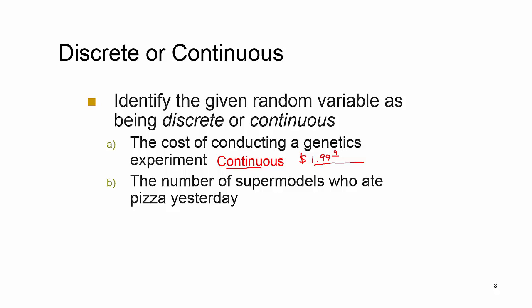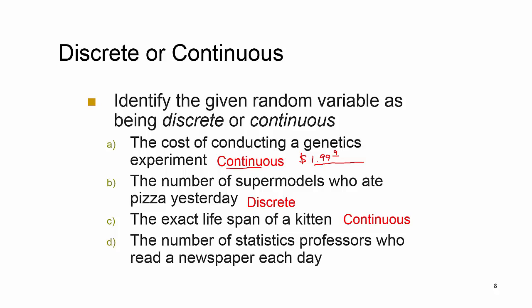The number of supermodels who ate pizza yesterday. People are countable, so that would be discrete. The exact lifespan of a kitten. So lifespan can be measured with increased precision on a continuous scale, so this is continuous data.